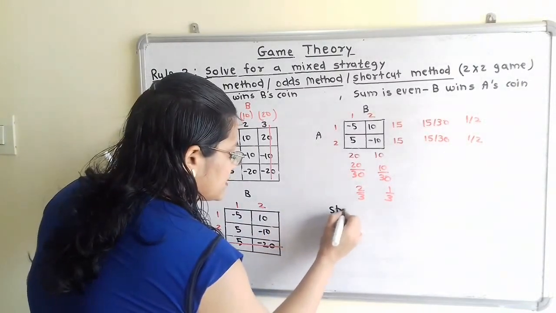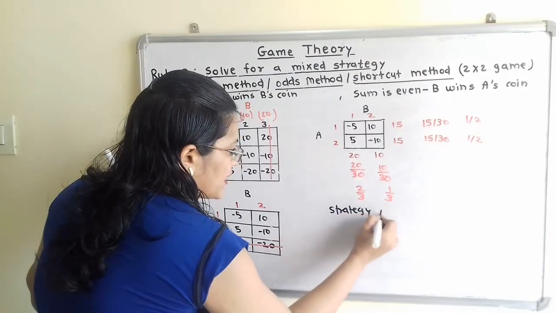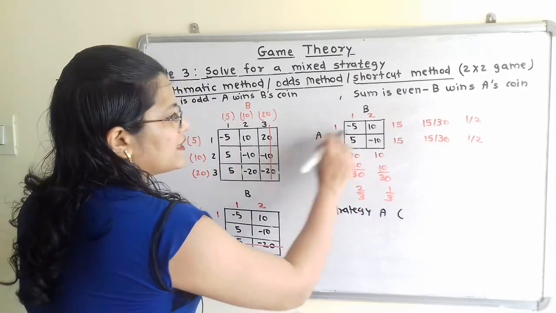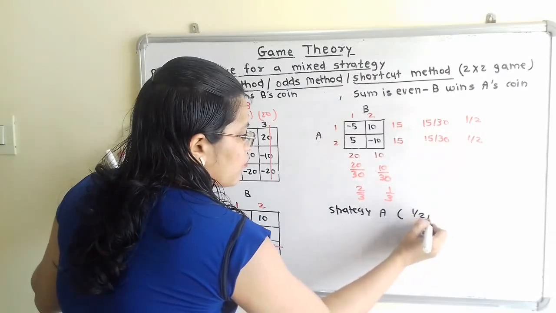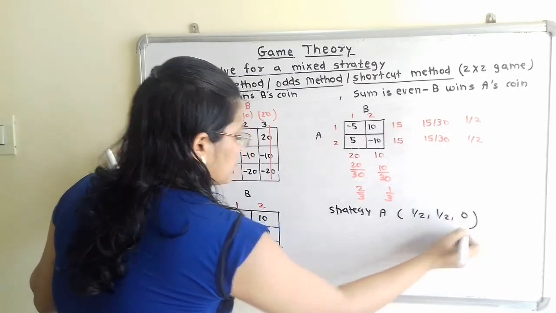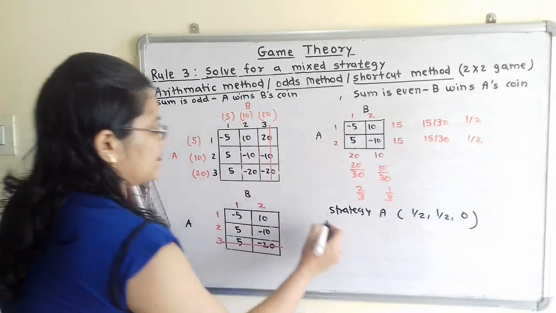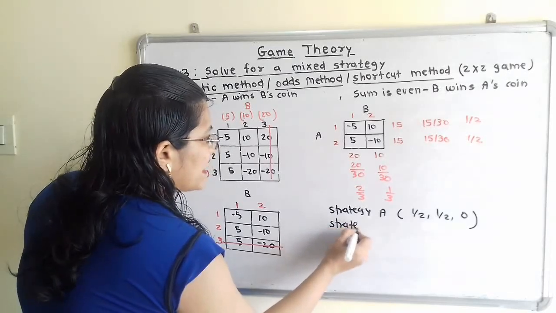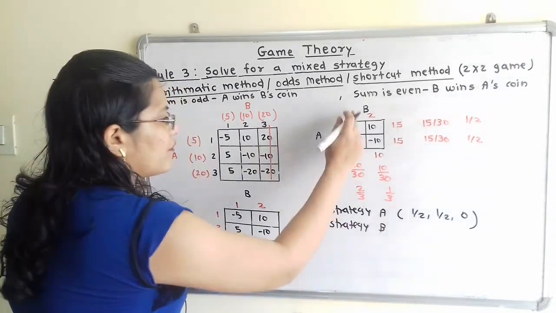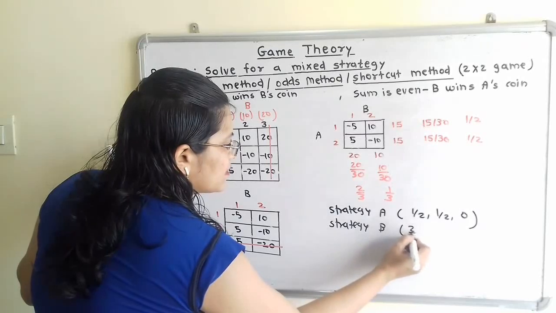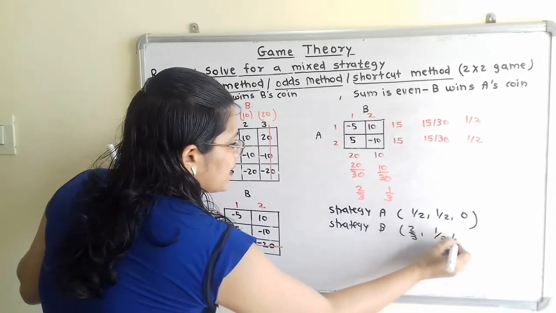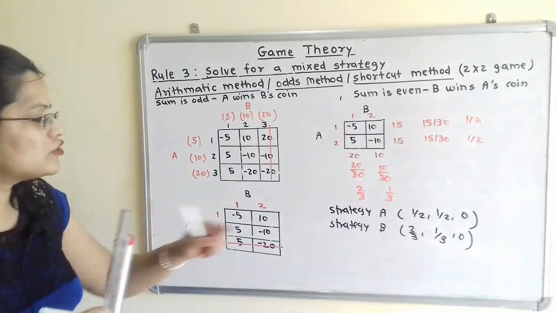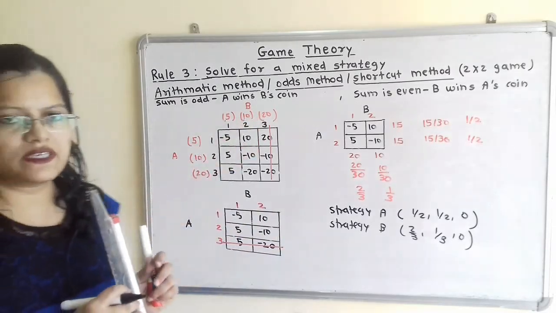Strategy for A. So we have to write A: half, half, 0. Now strategy B. For strategy B, the first is 2 by 3, then 1 by 3, and then 0. So both should not choose the 20 paise coin.